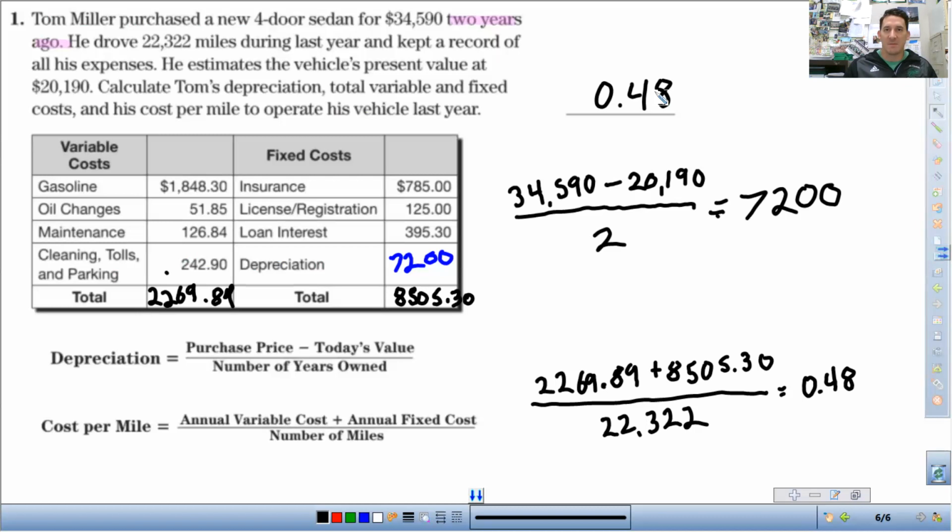When you put it in those terms, that seems expensive, right? For every mile you're spending 50 cents to drive a mile. A little bit crazy.